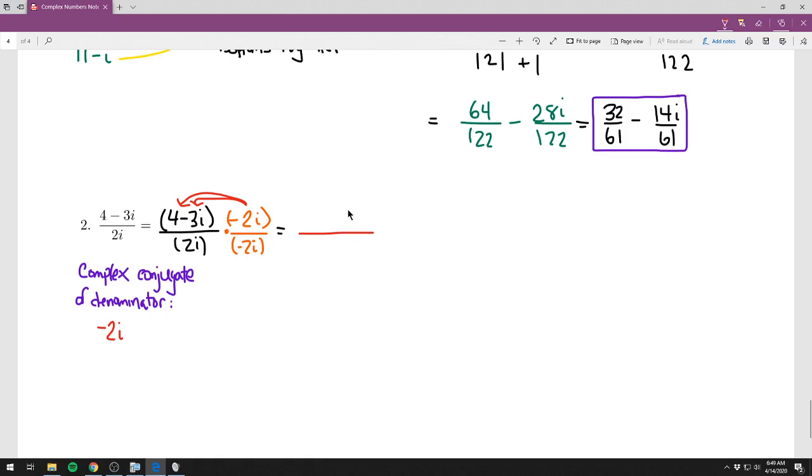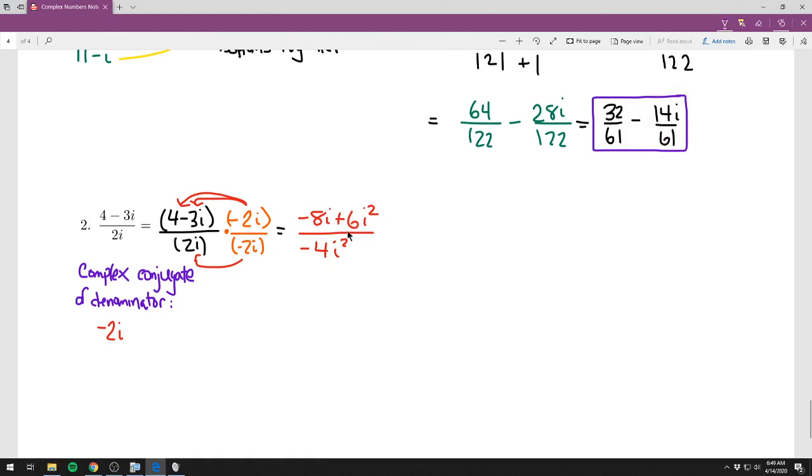All right, so negative 2i times 4 is negative 8i. And negative 2i times negative 3i is positive 6i squared. And on the bottom, 2i times negative 2i is negative 4i squared.